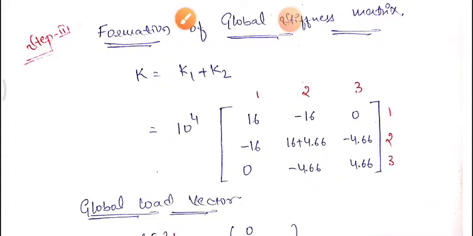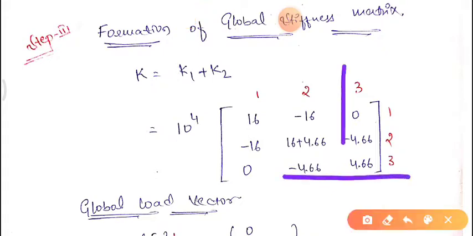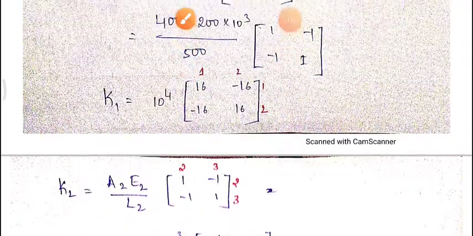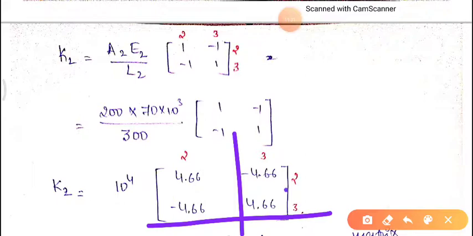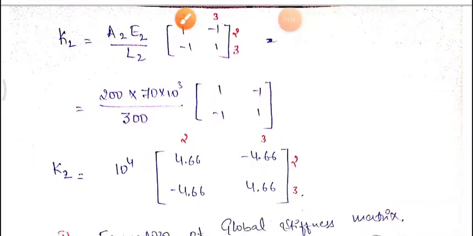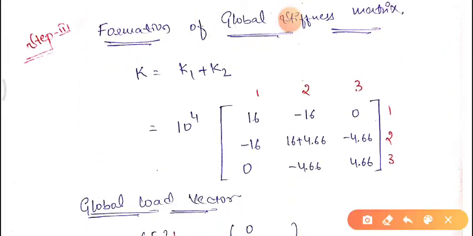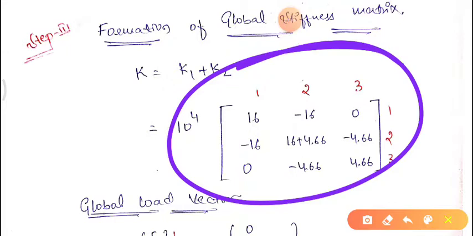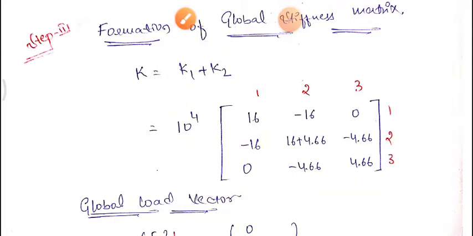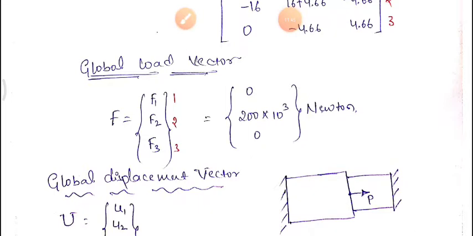Next we have third row, third column, that is nothing but 4.66, which you can see here in this matrix. Third row, third column is 4.66, that is what we have substituted here. This entire matrix we call the global stiffness matrix that we have seen. Clear? Once we form the global stiffness matrix, the next step is to form the global load vector.